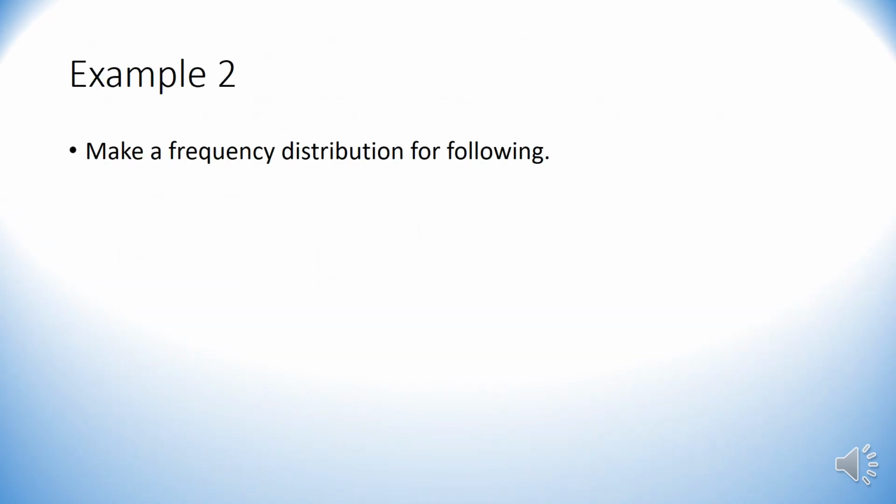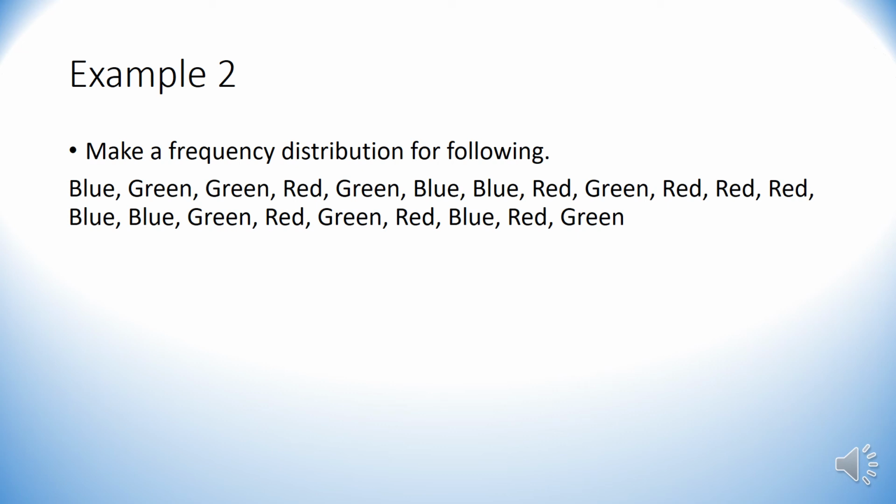Then another example. Again, make a frequency distribution for the following. Now here, instead of numbers, these observations have been given. This is what we can call qualitative observations. Now what are they? They have defined some colors which are going to repeat.